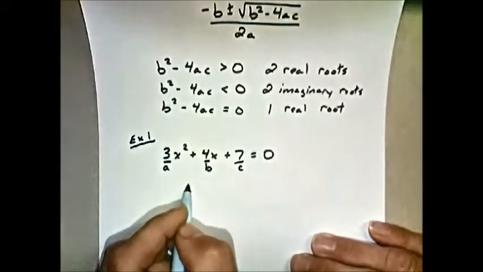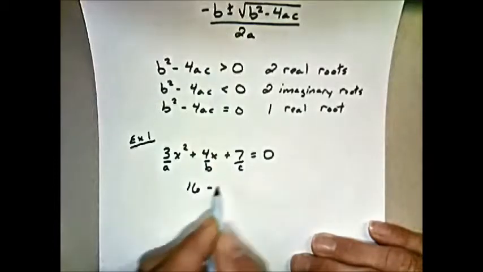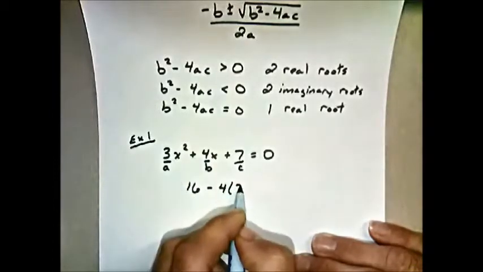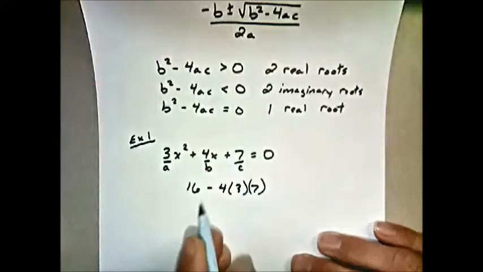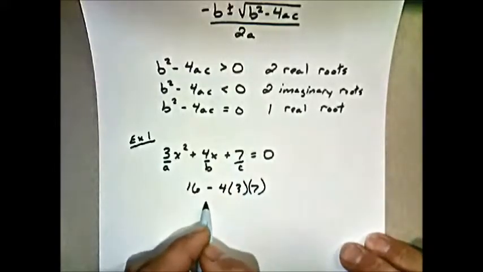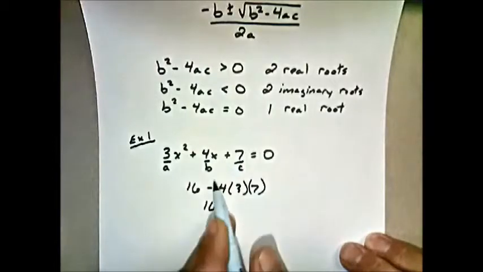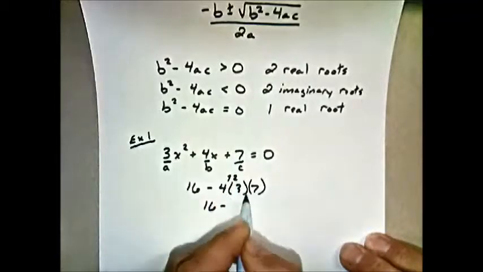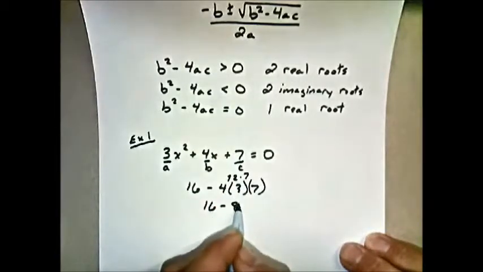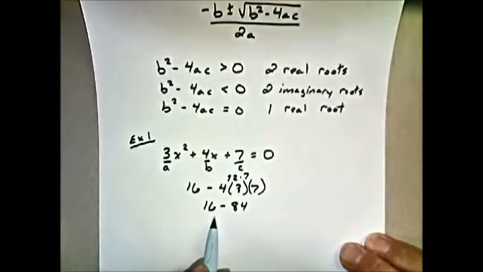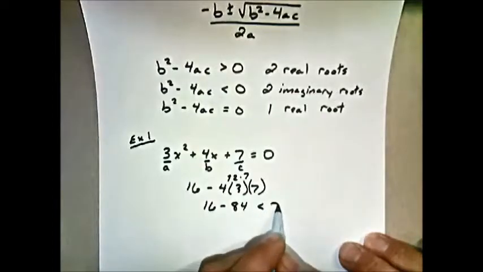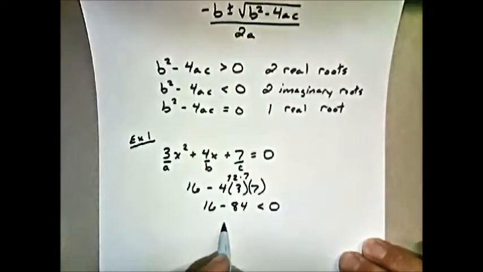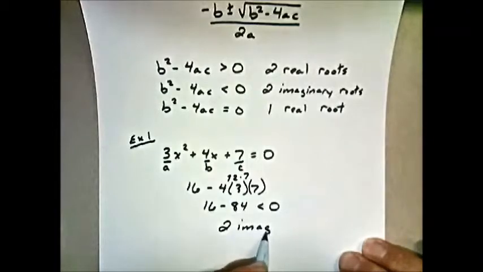Our b squared, in this case, is 16 minus 4 times a, which is 3, times 7, which is our c value. So we have 16 minus 4 times 3, which is 12, times 7, which gives us 84. Now, without even working this out, we know that 16 minus 84 is going to be less than 0. So we know that this is going to have two imaginary roots.